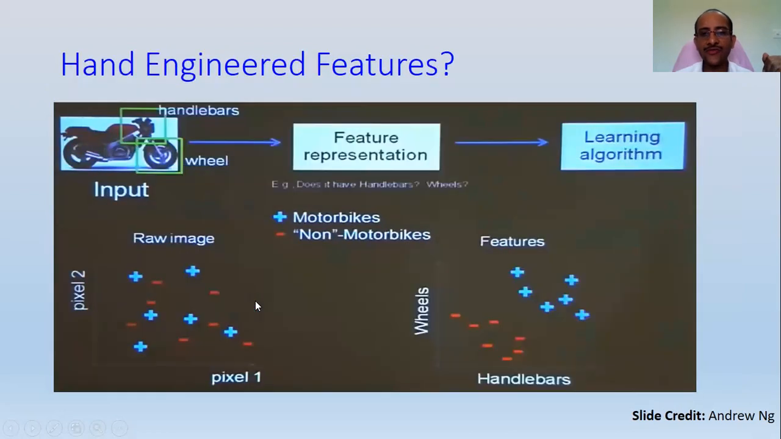Whereas if I compute some kind of features, like having wheels and handles, the number of wheels and the number of handles, then I may be able to say that the number of handles is one, for example, or there is no handle, or the number of wheels is 2 or more. Based on that, if I classify, then I may be able to classify better.